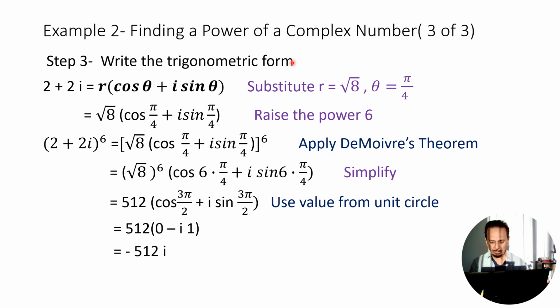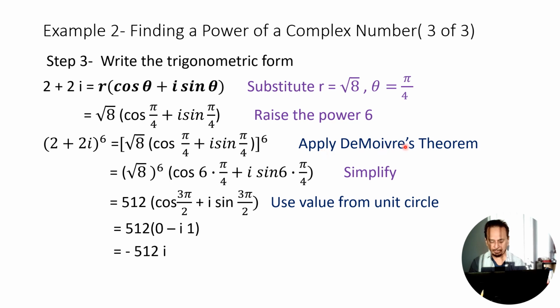Step 3. Write the trigonometric form: 2 + 2i = r(cos θ + i sin θ). Now we substitute r = √8 and θ = π/4. So this becomes √8 (cos π/4 + i sin π/4). And now we raise it to the power 6. So (2 + 2i)^6 = [√8 (cos π/4 + i sin π/4)]^6.